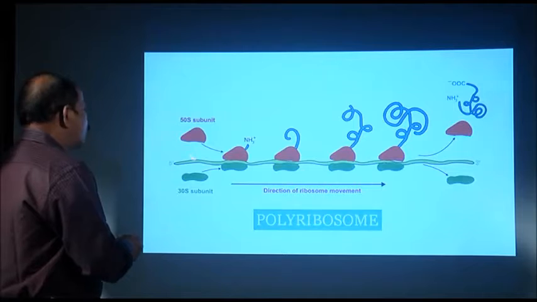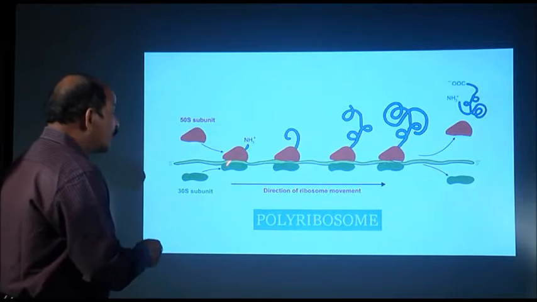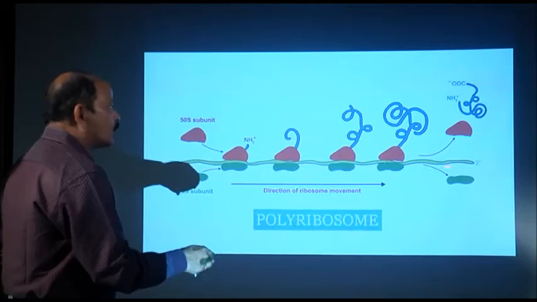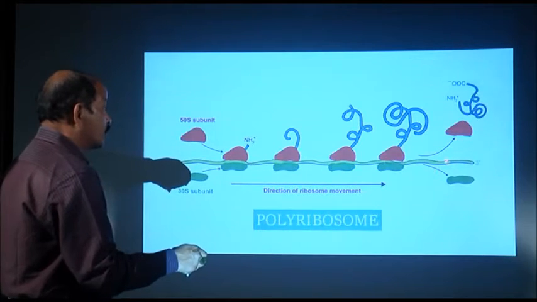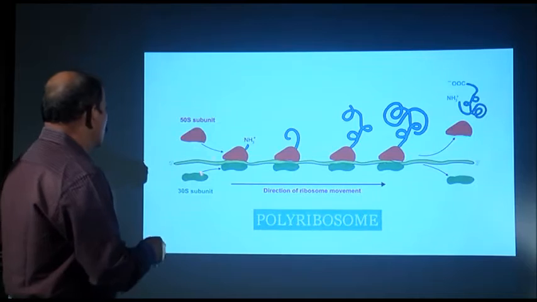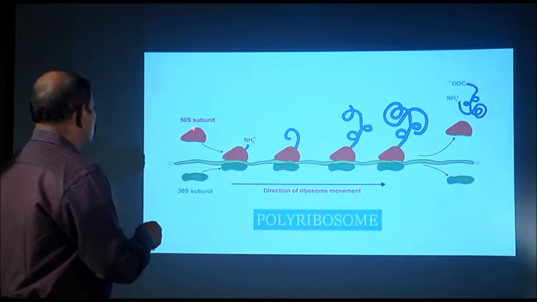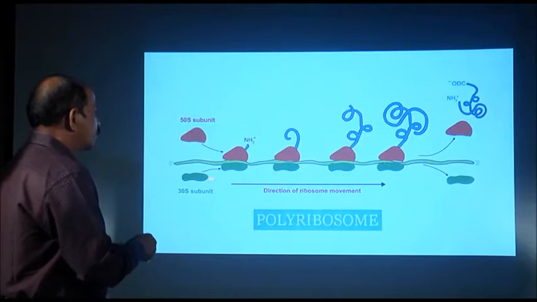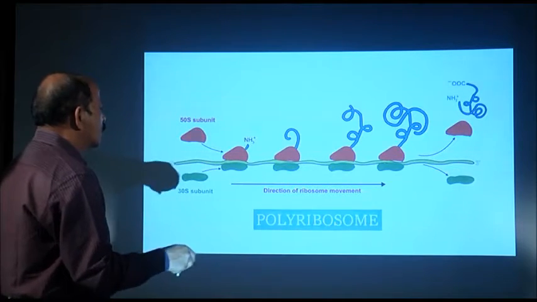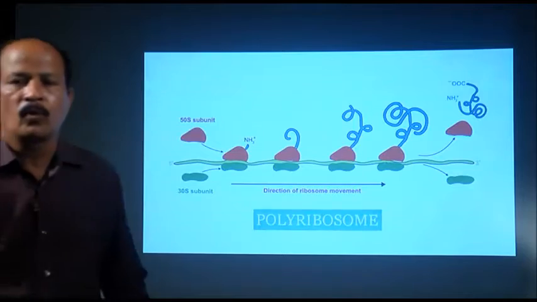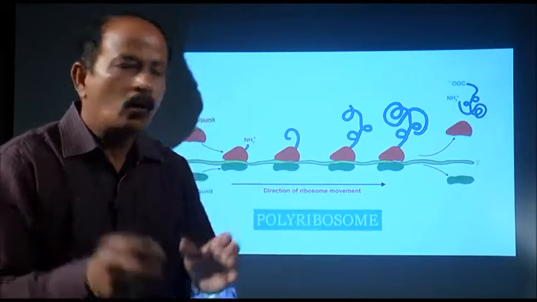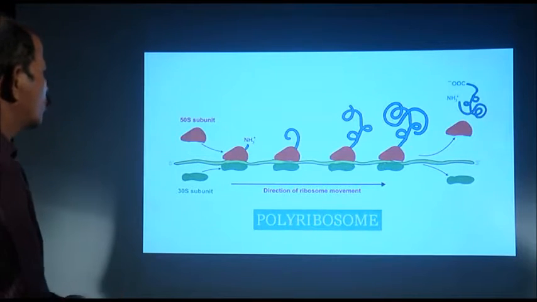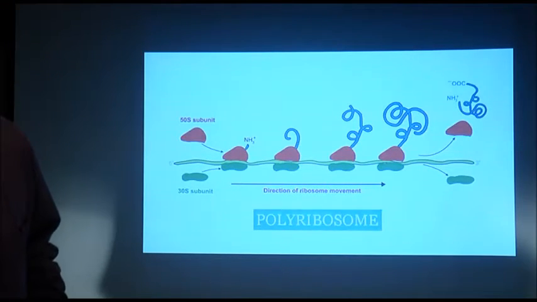Around 10 to 20 ribosomes are arranged from one end to the other, from the 5' end to the 3' end. The oldest is at the 3' end and the youngest, which has just started translating, is at the 5' end. This is the direction of ribosome movement, and this structure is a polyribosome, or in short, a polysome. So, this is about the ribosome.